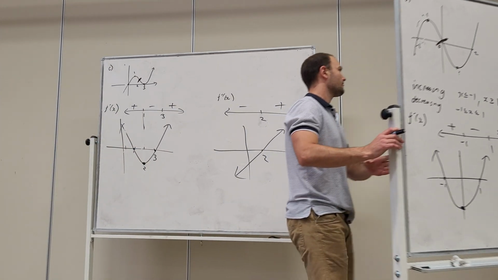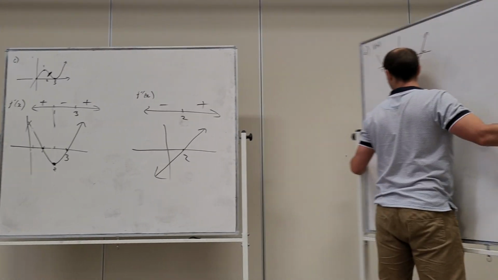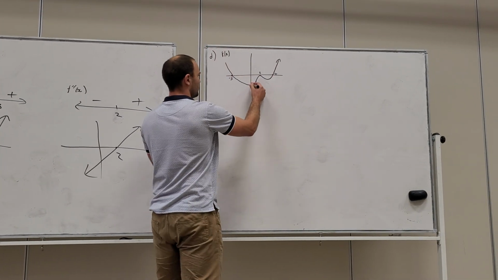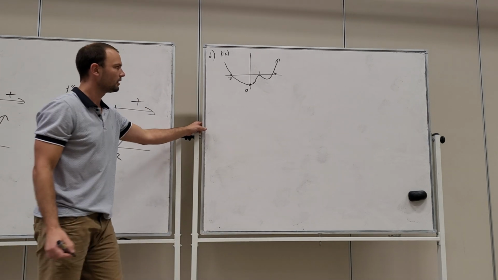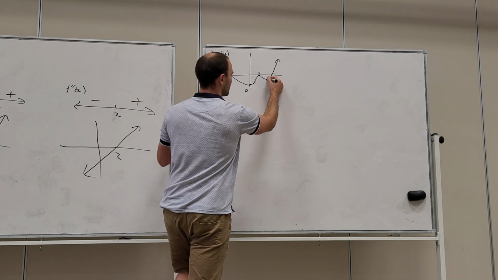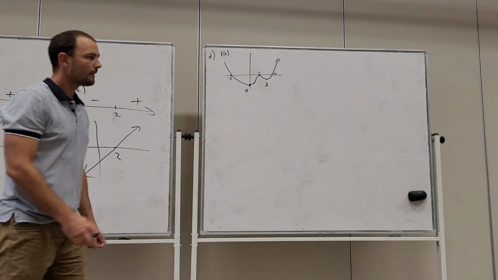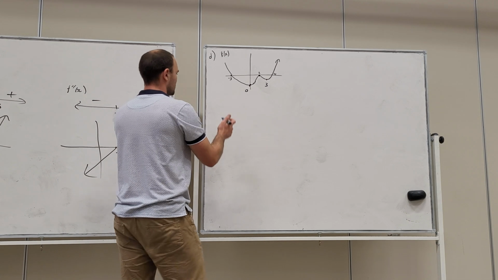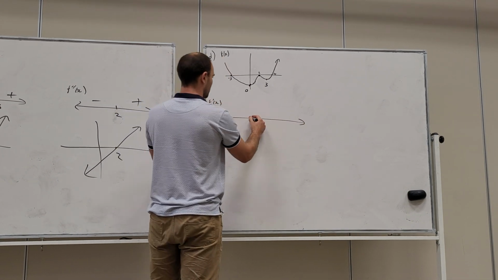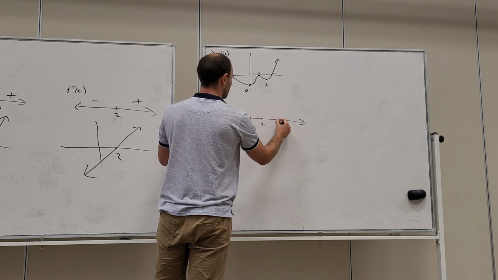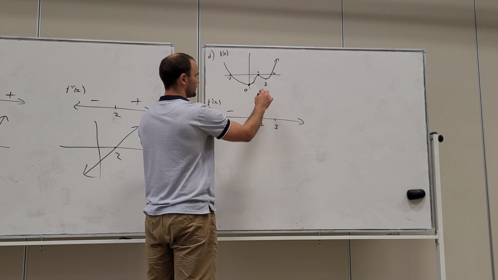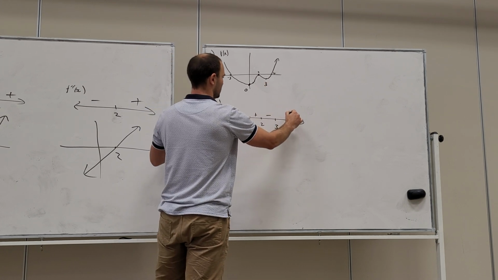Let's move on to D. We're decreasing till we get to 0, increasing till we get to 2, decreasing till we get to 3, and then increasing after 3. So on the sign diagram, we've got 0, 2, 3. Decreasing, increasing, decreasing, increasing.